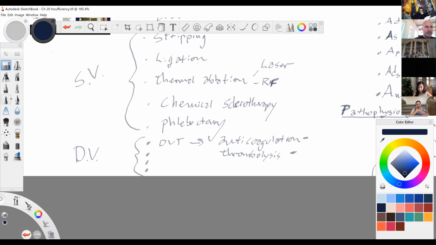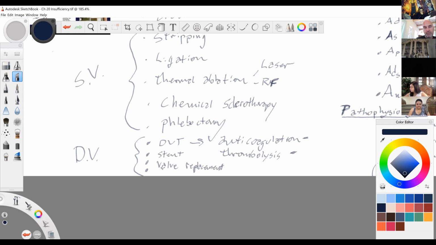Let's see what else we have here. We could stent. So literally putting a stent in a vein. I've honestly never seen it. And this I've never seen either, which is actually really cool. I didn't even honestly know this. Valve replacement. I mean, that is crazy.